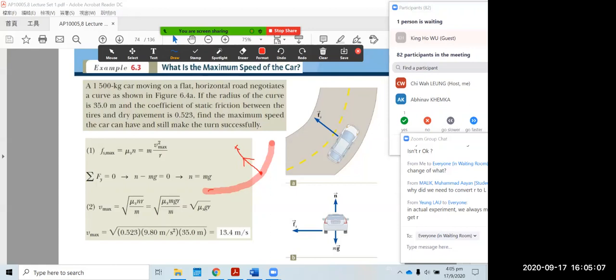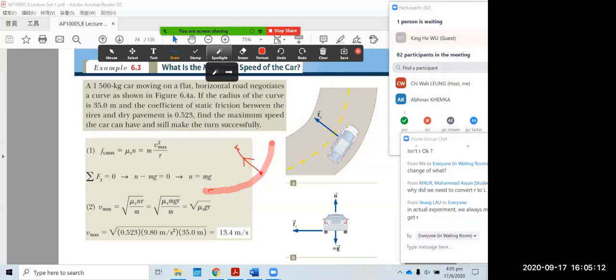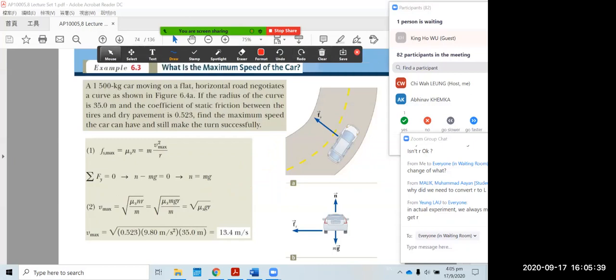Where does the centripetal force come from? It would be coming from the friction between the road surface and the wheels. You do not have a string to pull the car. It must be coming from the frictional force. And that explains why on a rainy day, it is very dangerous to make a turn, because the road surface is slippery. It does not provide sufficient frictional force for the turn to take place successfully.